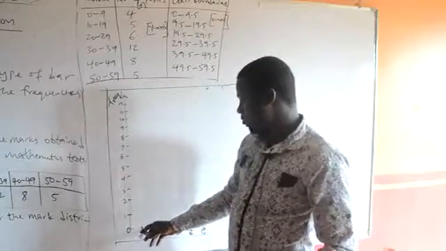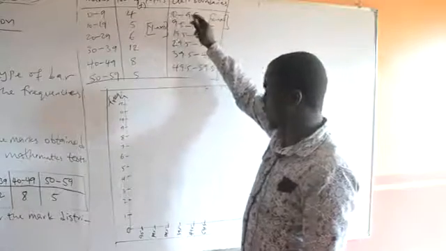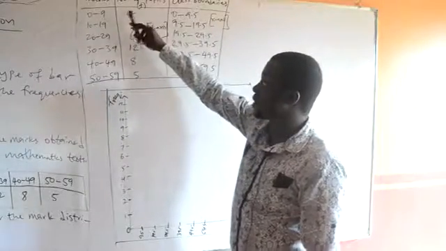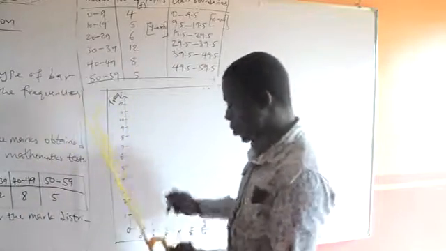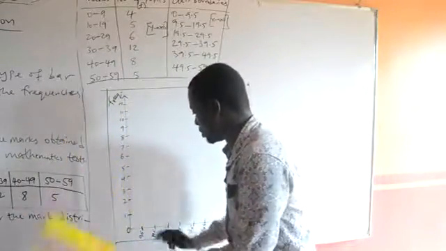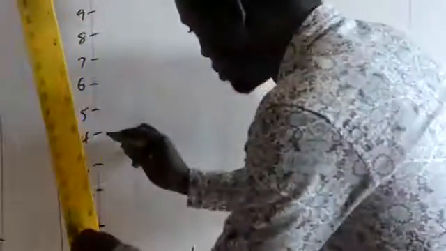Under 5.5, between 0 to 9.5, the class, the frequency there is what? It is 4. So you now use your ruler, trace it to where you have 4. From 0 to 9.5 is 4. You now use a straight line to mark your 4.